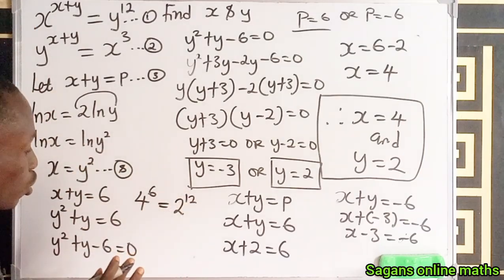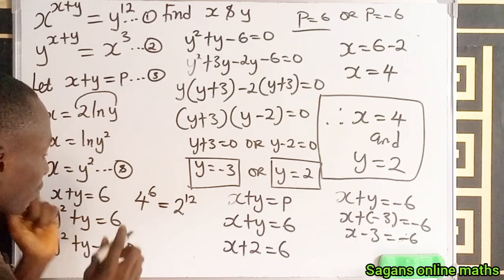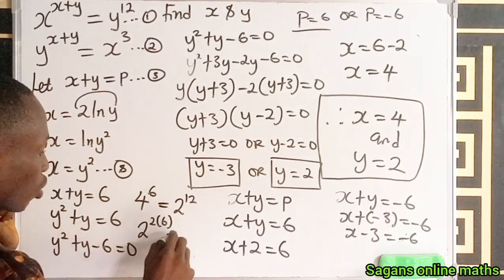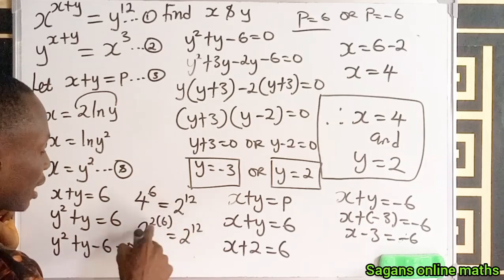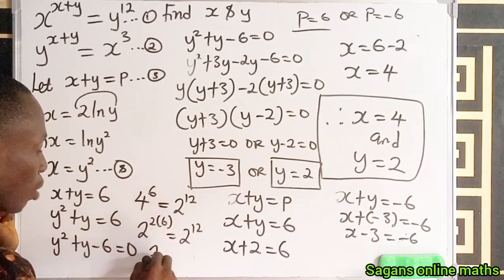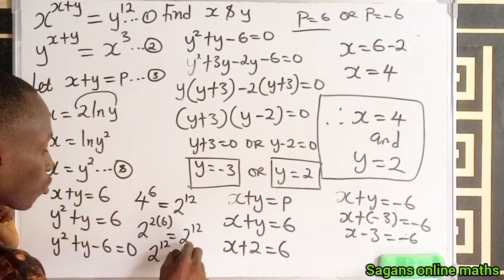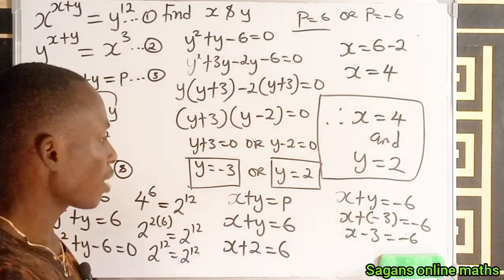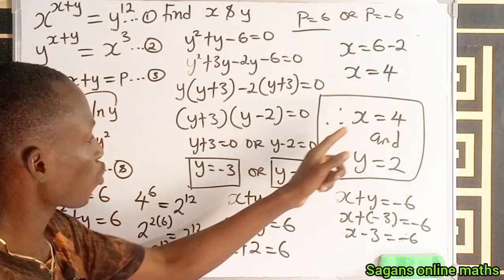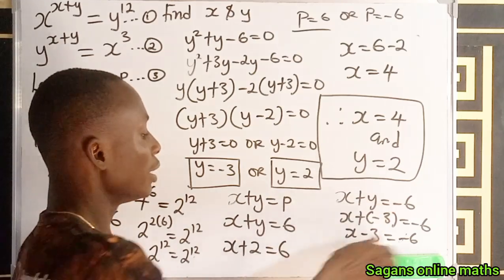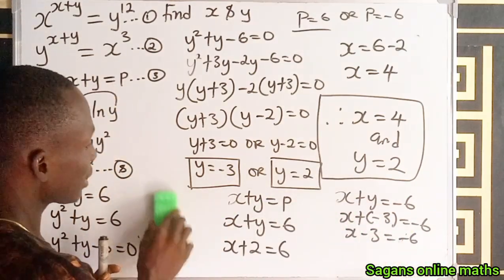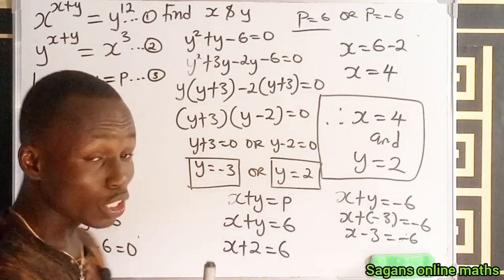Let's simplify something very interesting. I can put this as 2 to the power of 2 times 6 equals 2 to the power of 12. Now I see that 2 times 6 will give us 12. So 2 to the power of 12 is equal to 2 to the power of 12. You can see that it's satisfied. It's amazing, right? So we can see that when x is equal to 4 and y is equal to 2, it is the beautiful solution to this particular problem. Can you see how simple and interesting it is? So thank you so much for watching.